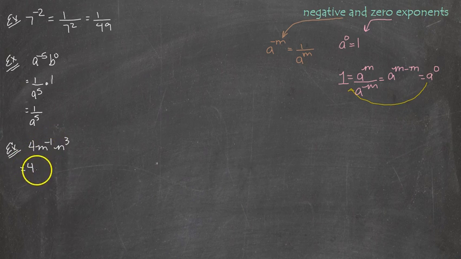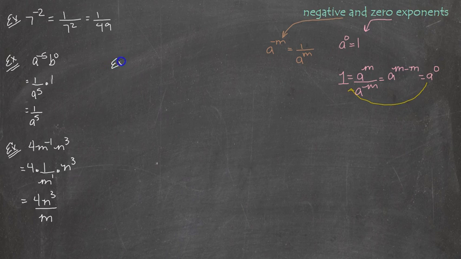Now my m to the minus 1 means 1 over m to the first power, times n cubed, which is just n cubed. There's nothing to combine it with. M and n are different bases, so I can't do anything with the exponents. And 1 and 3, I can't do anything with those because the bases are different. So let's make it pretty though. Our numerator is 4 times n cubed over m to the first power, which is just m.